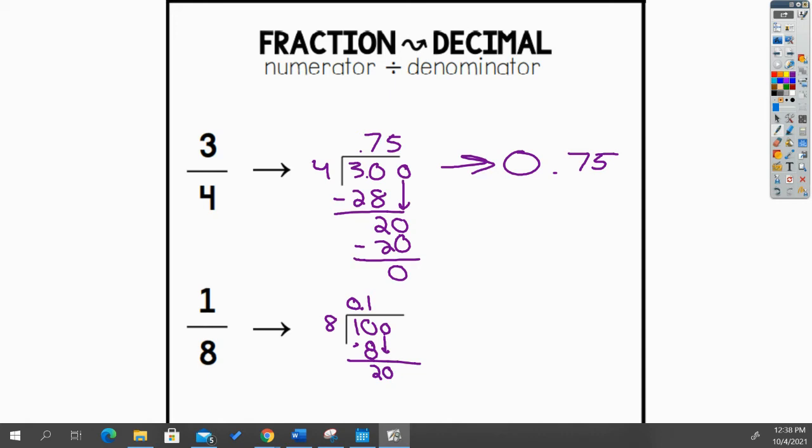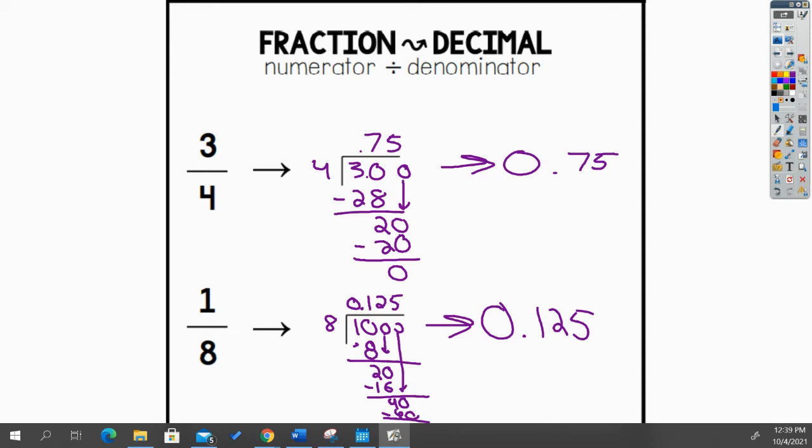8 does go into 20. It goes into it 2 times. 8 times 2 is 16. So now I have 20 minus 16. 20 minus 16 is 4. I'll add a 0, bring it all the way down. 8 goes into 40 5 times. 8 times 5 is 40. And if I subtract those, I end up getting 0, meaning I'm finished. So we ended up with 0.125.